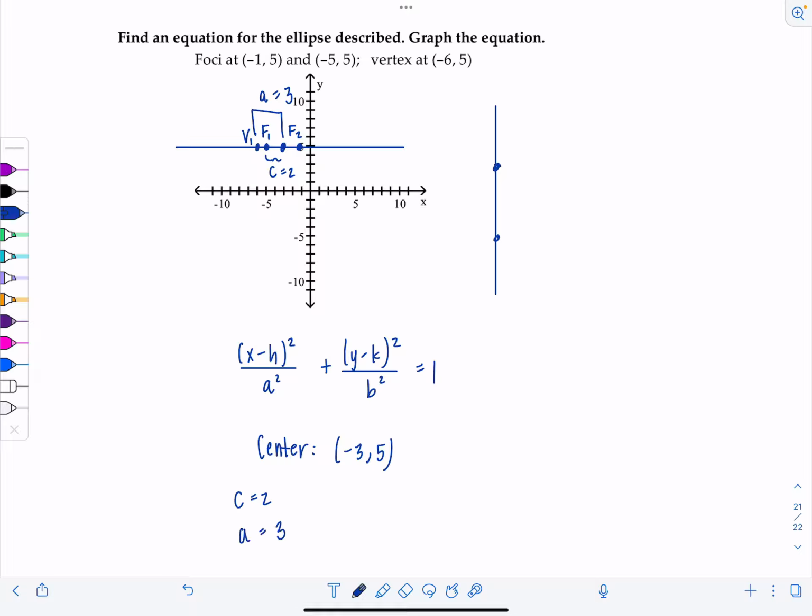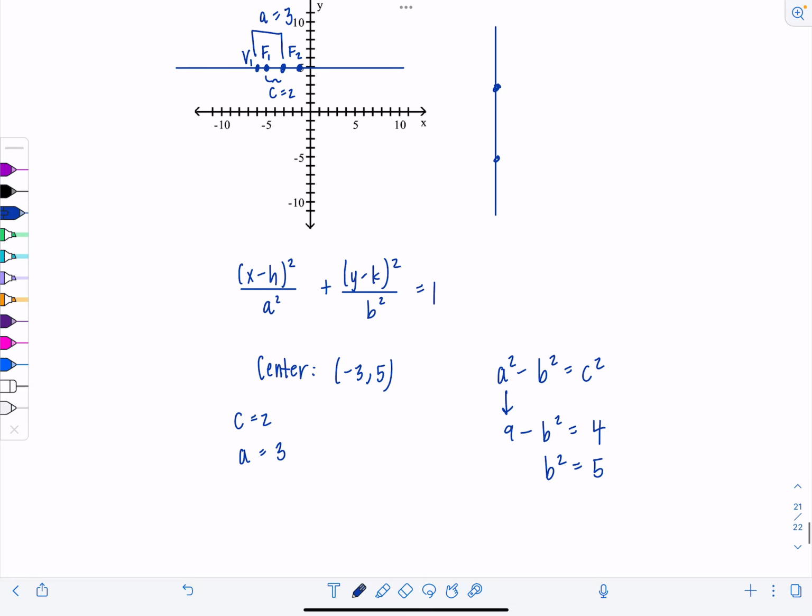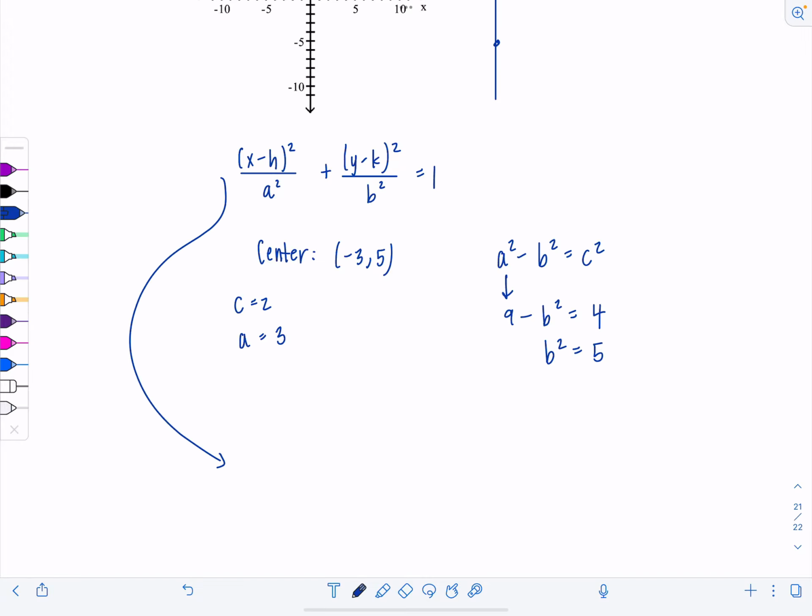Okay, so center to one of the foci is C. Center to one of the vertices is A. So I got H and K. I have A. I don't have B. So to get B, you're going to use A squared minus B squared is C squared. A squared would be 9 minus B squared equals 4. So B squared is 5. Oh, that's actually enough. I can write the equation now. So we have x plus 3 squared over 9 plus y minus 5 squared over 5 equals 1.